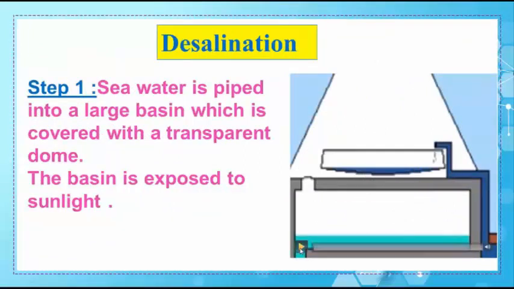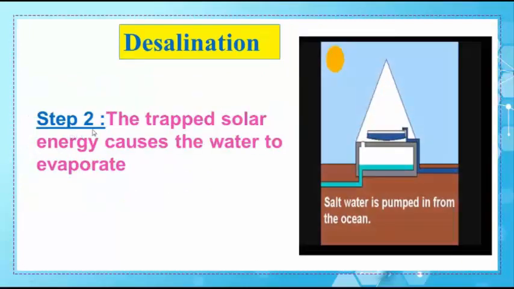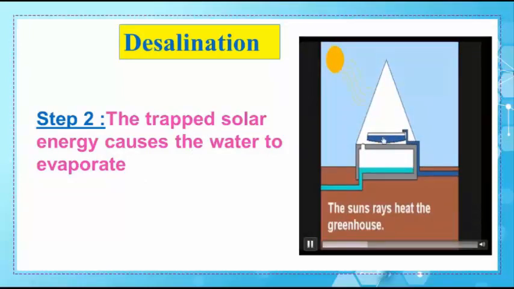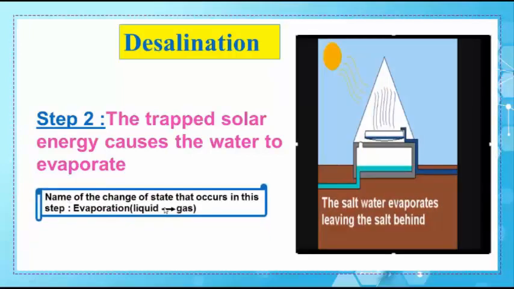In step 1, seawater is piped into a large basin which is covered with a transparent dome. The basin is exposed to sunlight. In step 2, the trapped solar energy causes the water to evaporate. So, this seawater, which is liquid, will become a gas because it is exposed to sunlight. The name of the change of state that occurs in this step is evaporation, which is the transformation from liquid, which is water, into gas, which is water vapor.